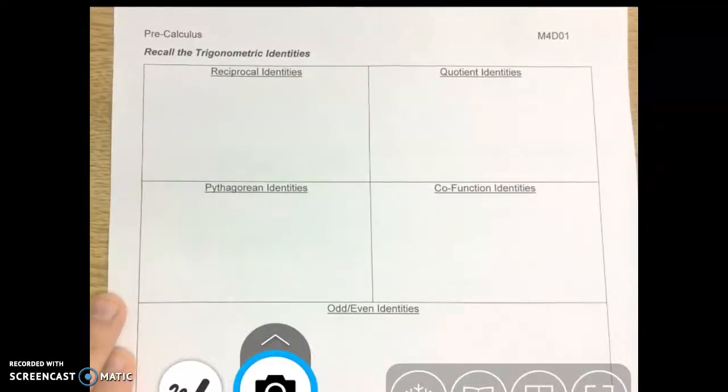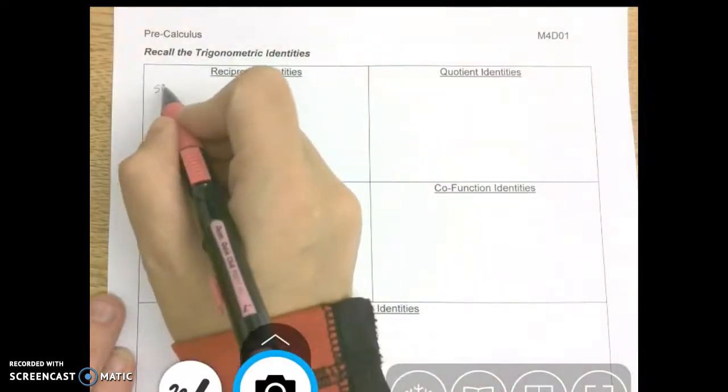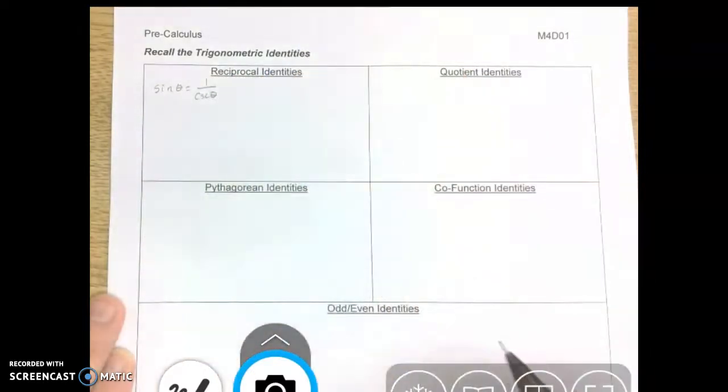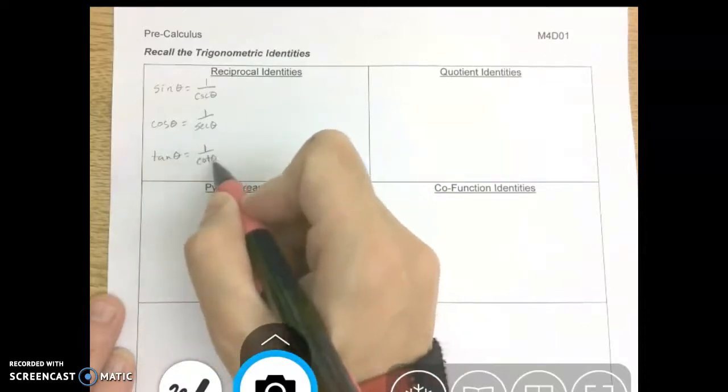Okay, today we're going to talk about Module 4, which is evaluating and solving trigonometric equations, expressions, all that fun stuff. But before we really get into that, we've got to go back over these identities, the reciprocal identities. So we know that the sine of theta is equal to 1 over the cosecant of theta. We know that the cosine of theta is equal to 1 over the secant of theta. We know that the tangent of theta is equal to 1 over the cotangent of theta. And then we also have those reciprocals.